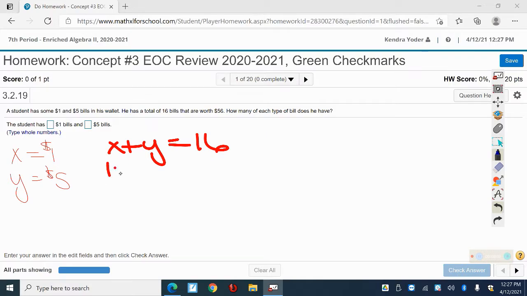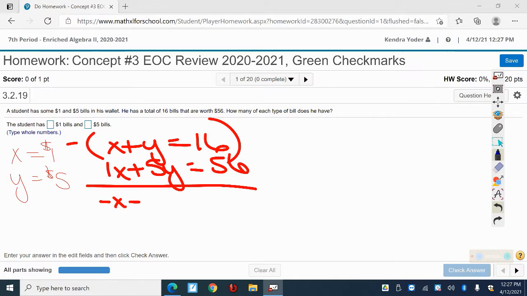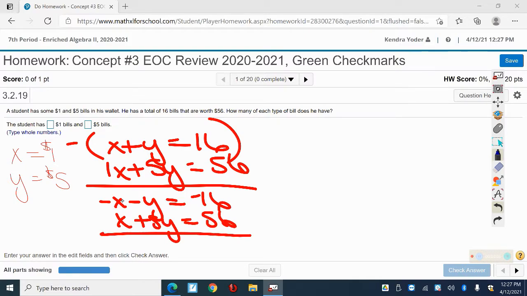Okay, then you're going to have X plus 5Y is equal to the total worth that's in my pocket, which is 56. Do you remember that, yes or no? So from there, you can do this any way you want, substitution or elimination. I'm going to multiply this top one by a -1, making that -X minus Y equal to -16. X plus 5Y is equal to 56. And this is going to give you 4Y is equal to 40, to give you Y is equal to 10.